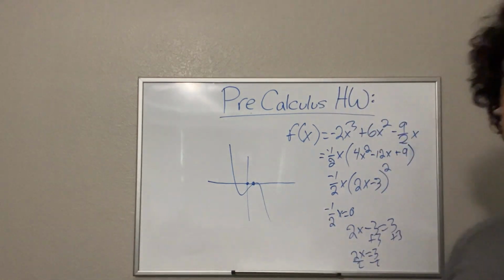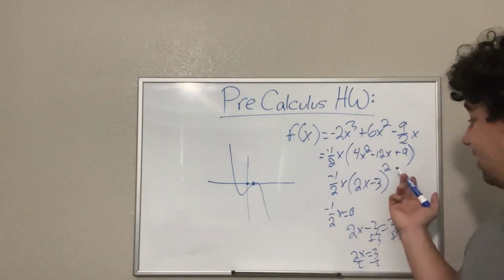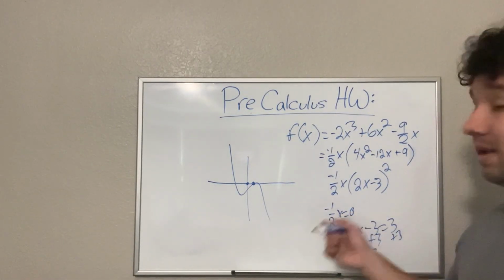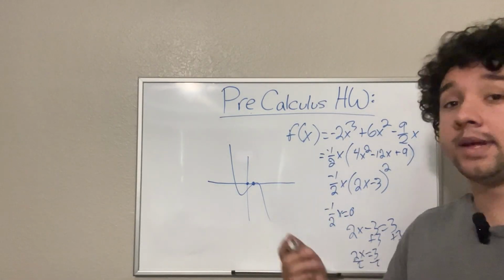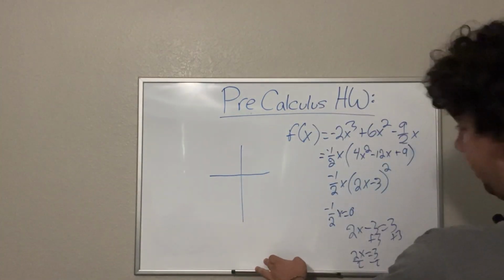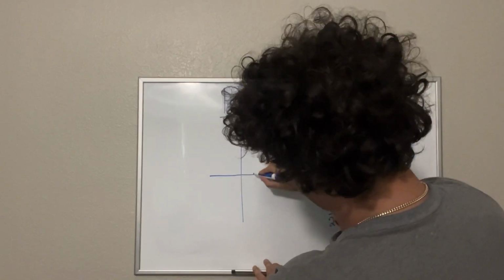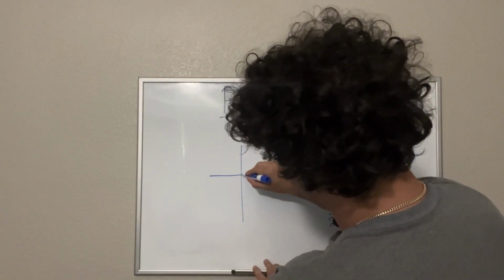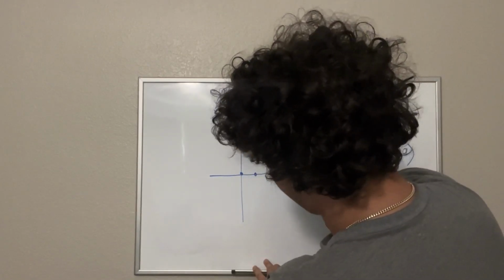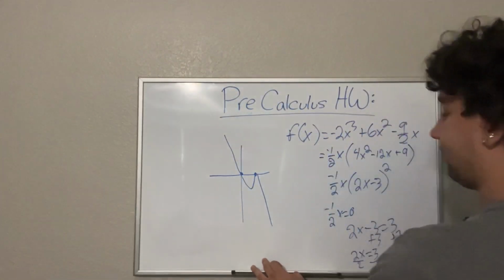And the fact that it's squared, again, anytime your binomial has an even exponent, that means it's a multiplicity of 2, which means it bounces. So more specifically here, what I can say is that it probably comes down somewhere. Let's just say this is 3/2. Let's just say for now, this is my point. It might go something like this, bounce off of this, and then go back down.